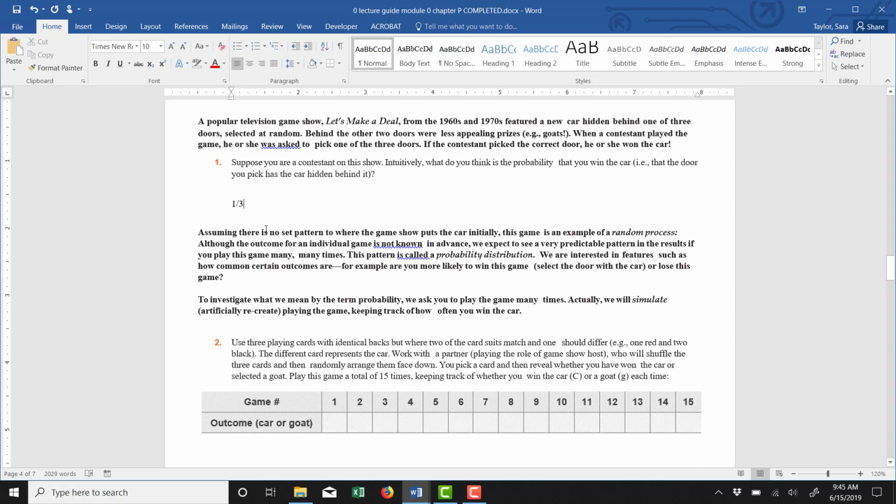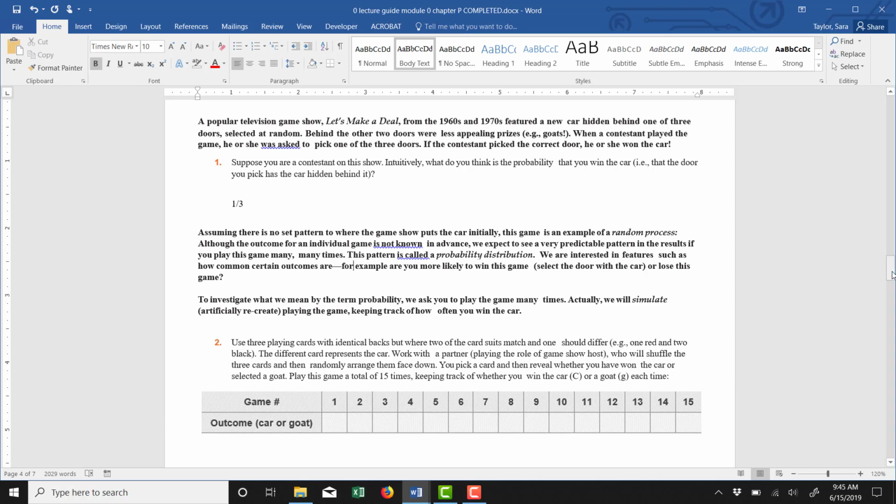It then reads, assuming there's no set pattern to where the game show puts the car, this game is an example of a random process. So although the outcome for individual games is not known in advance, you do expect to see a very predictable pattern in the results if you were to play many, many times. And this is called a probability distribution. We're going to explore this idea of what we mean by random process during this exploration.